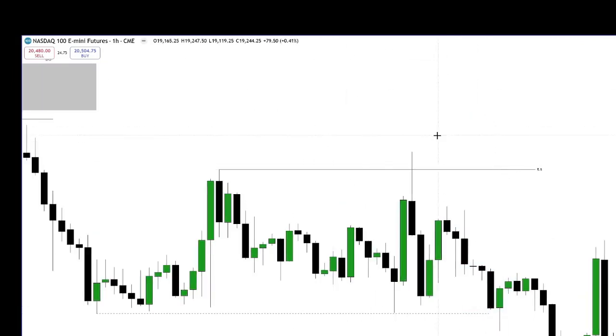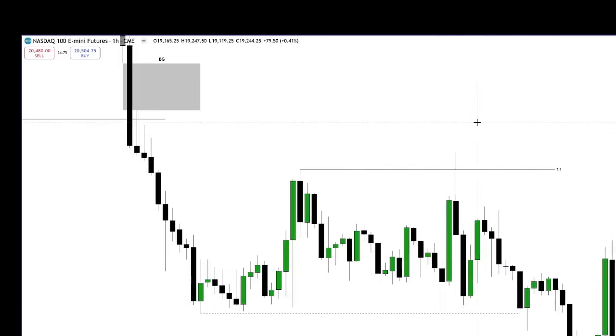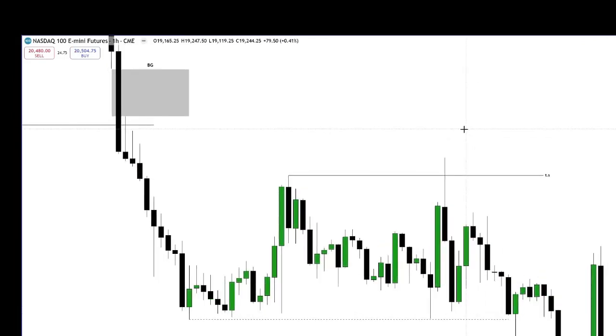What is another way to enter? Higher time frame fair value gap with a lower time frame turtle soup. As soon as the high is tapped into within the higher time frame fair value gap, you enter short.